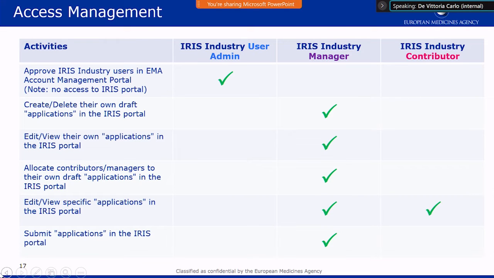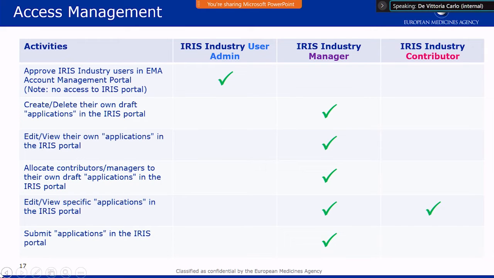These are the different roles that are available for IRIS in general, and that will be applicable also for the inspection procedures. As we said, the user administrator role is a role that doesn't give access to the IRIS platform itself, but it grants access only in the EMA account management system. So this user will not be able to access the IRIS platform unless he also requests a manager or a contributor role.